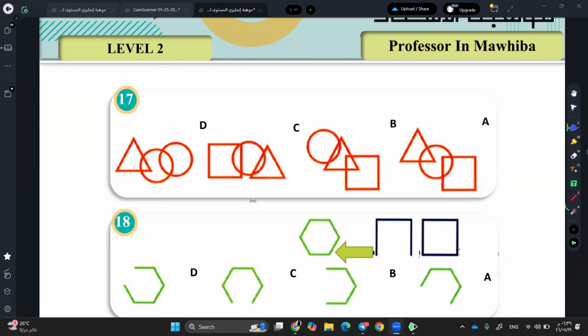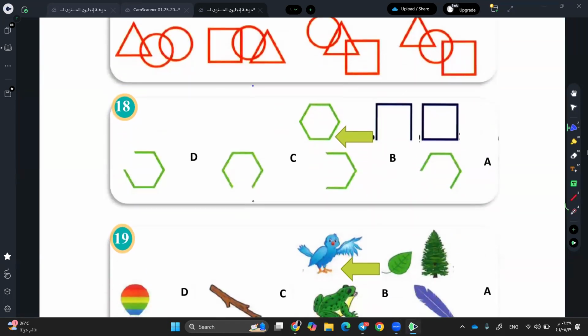Find the different shape here, or find the different shapes. What do you think? Each one there's a triangle, circle, and square in each, but the only one that doesn't have a square is D, so the answer is D. Excellent, Jenna. Excellent. Okay, Yusuf, question number 18.